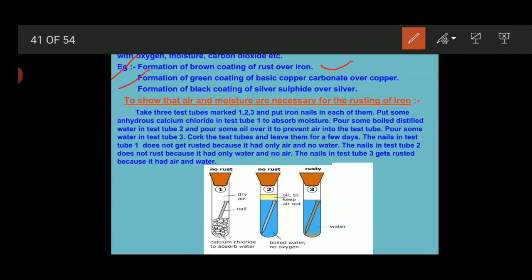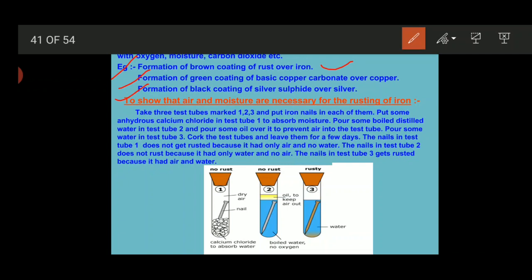The second example is the formation of a green coating of basic copper carbonate over copper utensils. That is malachite. When I discussed the names of ores, I told you that malachite forms on the upper surface of any copper utensil due to corrosion. The third example is the formation of a black coating of silver sulfide over silver ornaments. So these are examples of corrosion. Corrosion is the slow destruction of metal with the help of oxygen and moisture.